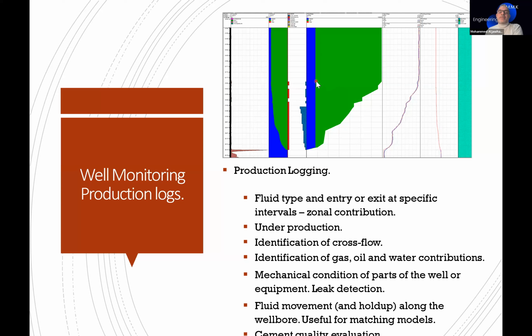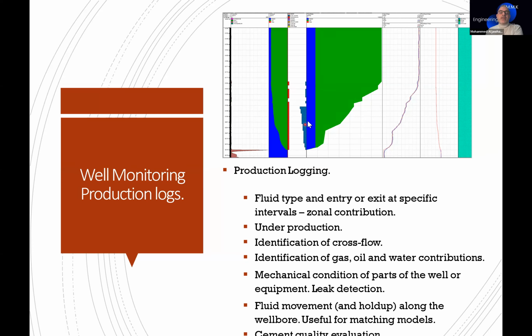Is there anything behind casing? Is there any cross flow? Any identification of cross flow in this well, we can have it from this production logging. Is there any mechanical condition of the wellbore we need to focus on, and maybe there is a leakage in the casing or somewhere inside the wellbore? We need to take action. Otherwise, this problem will be bigger and bigger.